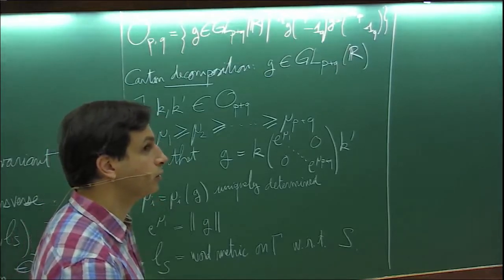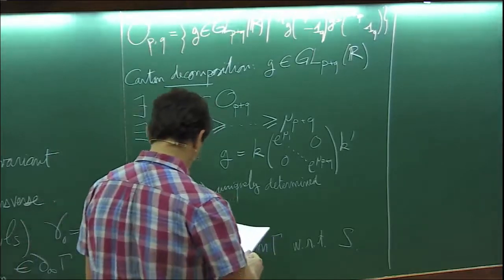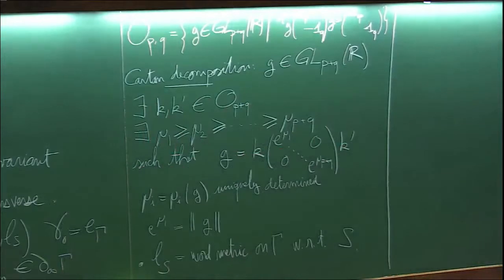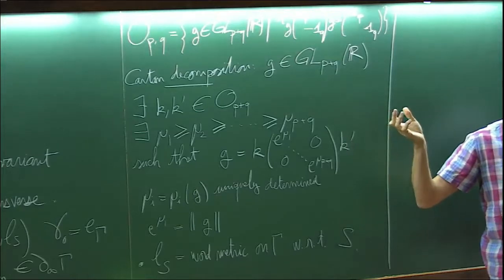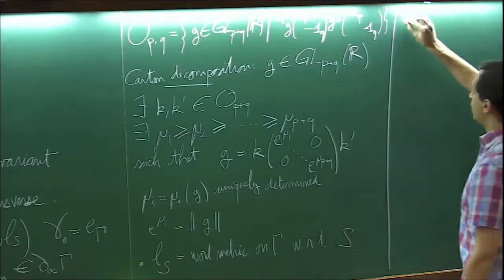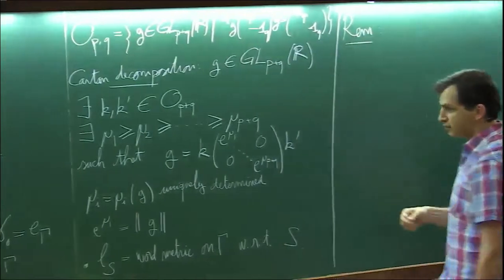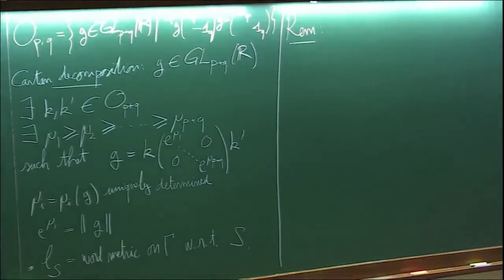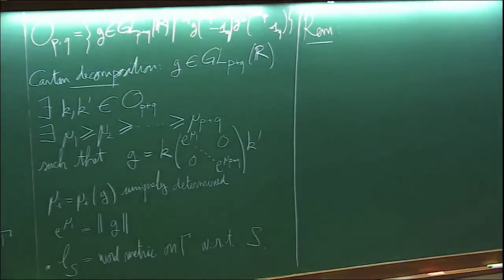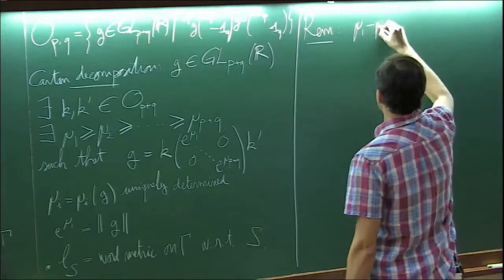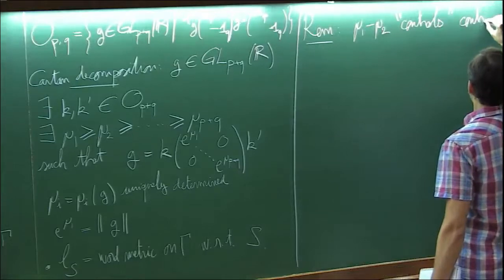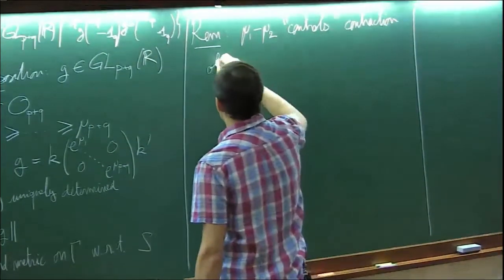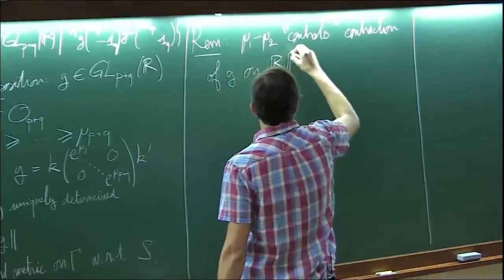It will be O(p) cross O(q), the intersection. Good. Okay. And so this mu I define this way, but the difference mu 1 minus mu 2 can help to understand the dynamical behavior of G and its contraction property on the projective space. So mu 1 minus mu 2 controls the contraction of G on the projective space.